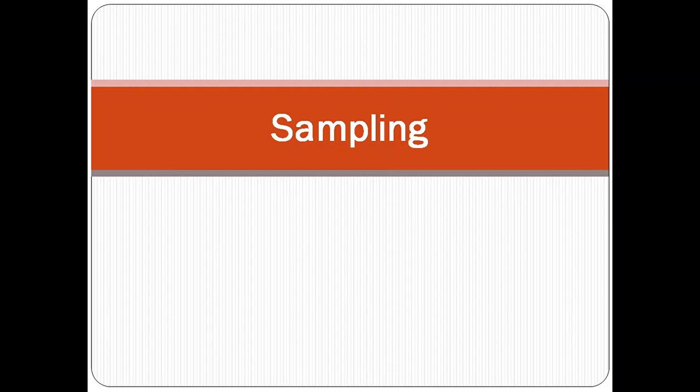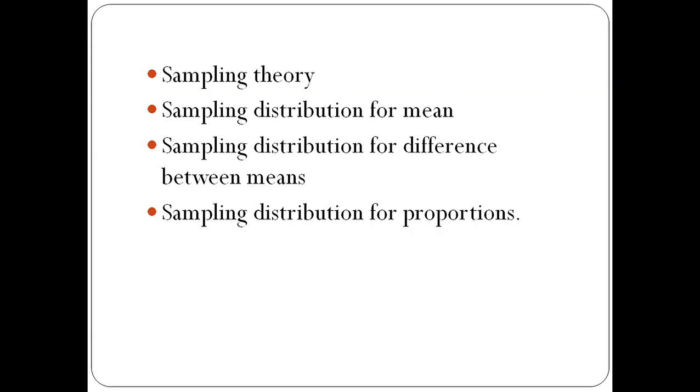In this portion, which is sampling and sampling theory, we will study the theory related to sampling, then sampling distribution for mean, sampling distribution for difference between means, and sampling distribution of proportion.